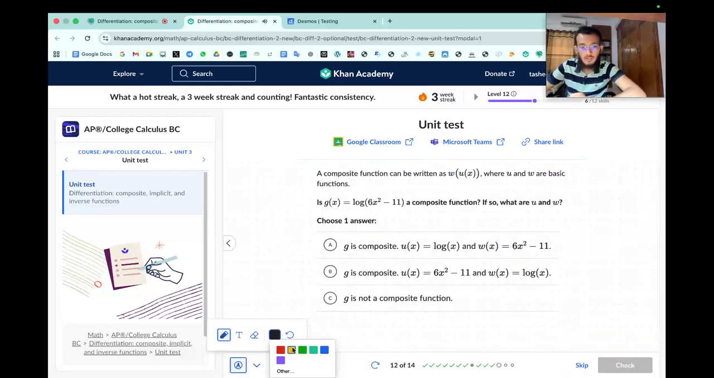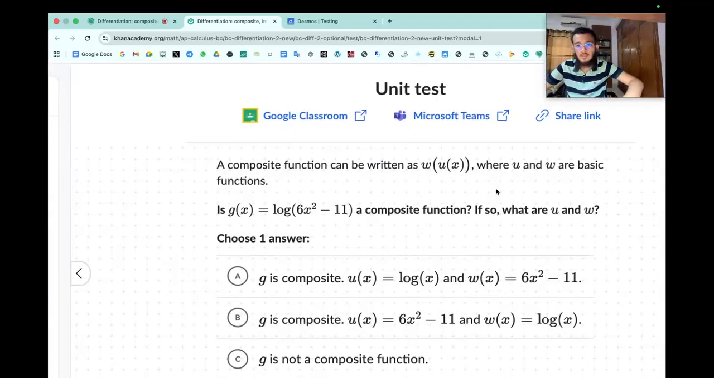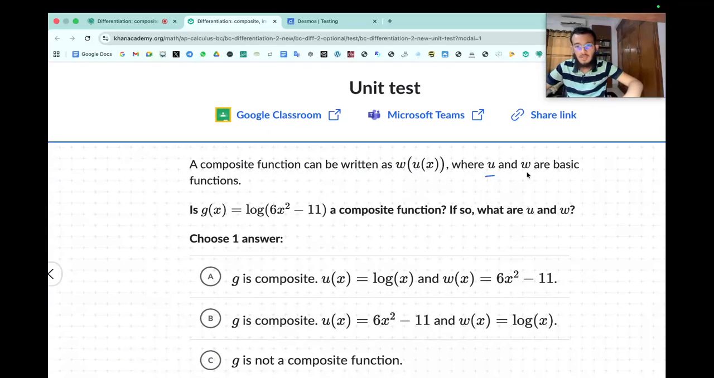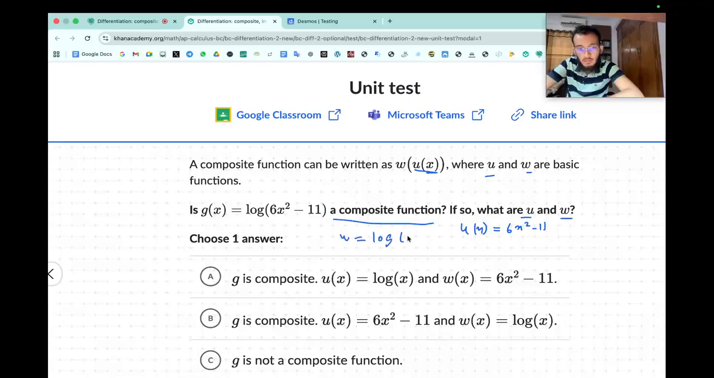Okay, a composite function can be written like this, where u and w are basic functions. So the question is, g(x) equals log of 6x squared minus 1, is it a composite function? If so, what are u and w? So u is the inside thing. If we let u(x) be 6x squared minus 1, the outside function could be log of x. So if the outside function is log of x and we plug in u here, this matches.